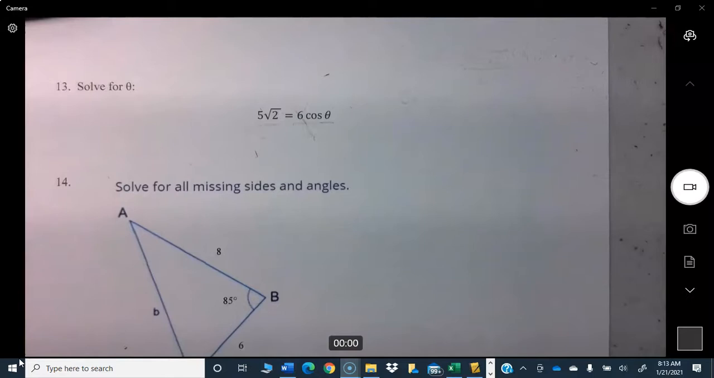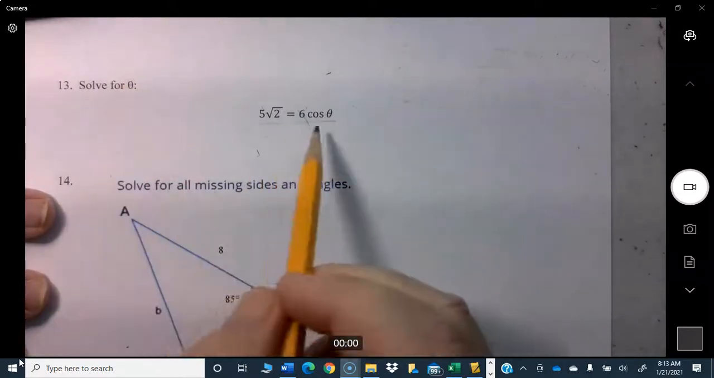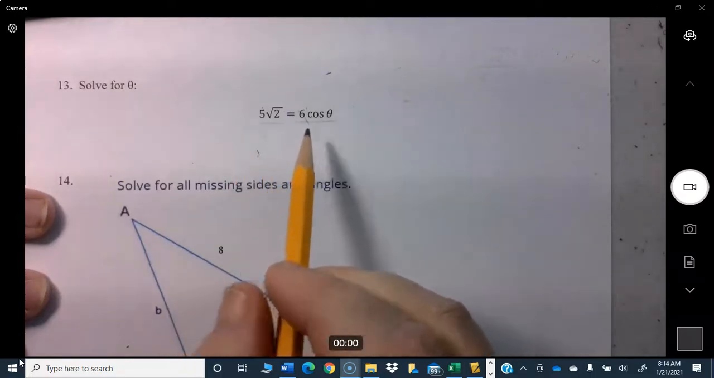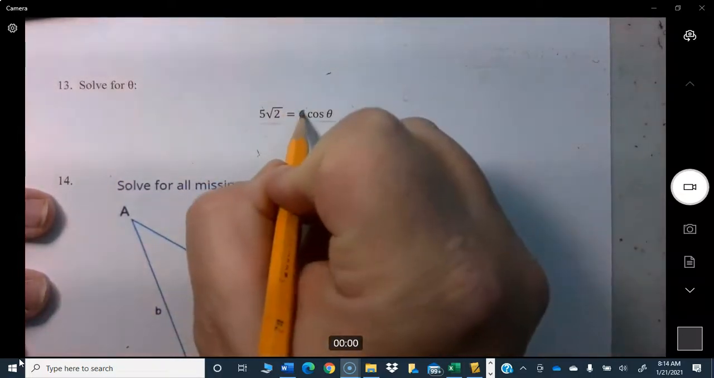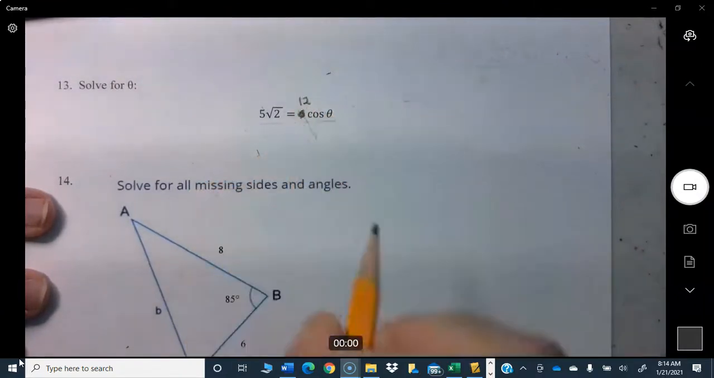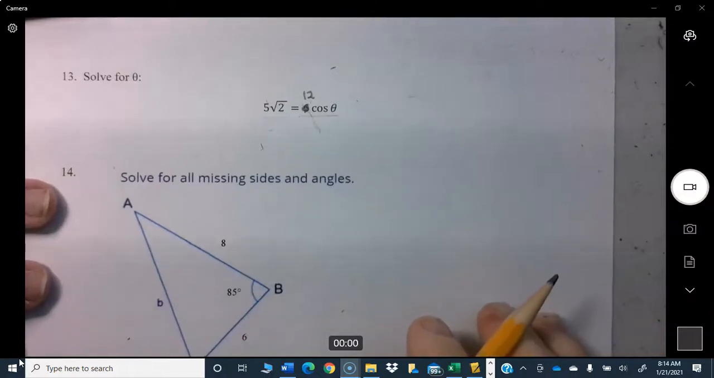Okay, so now we move on to problem 13. Here it is. It's cosine theta. They want you to find what theta is. This is a problem where I made a mistake. I won't go into the explanation of the mistake other than to say this. Change the 6 to a 12. Just do that. Otherwise, the problem won't work. Don't worry about why. It just won't work. Okay. So that's going to be a 12 there.